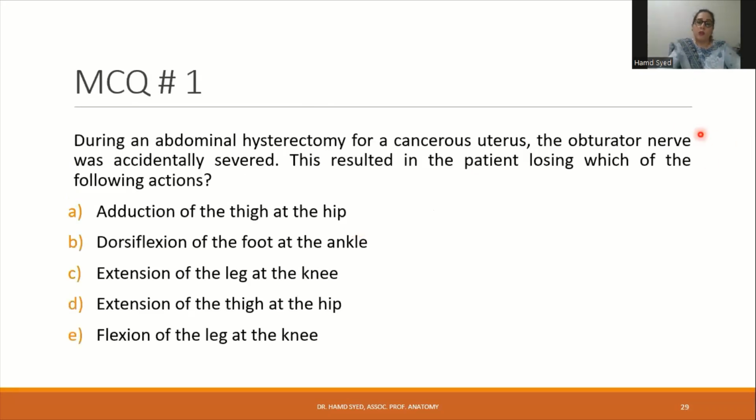Okay, so now we have actually covered the basic anatomy of the medial compartment of the thigh. We have talked about the muscles over here, the nerve supply, and we've also discussed the very important adductor canal.